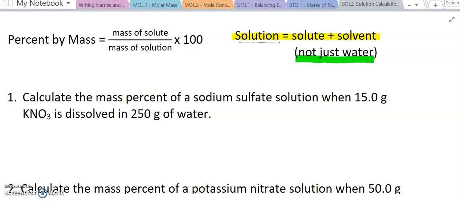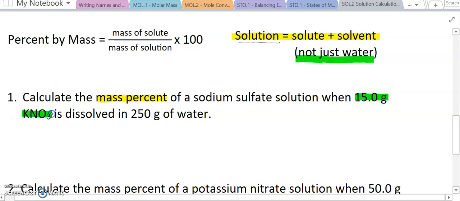So let's take a look at a couple of examples of problems. The first problem says to calculate the mass percent of a solution when 15 grams of KNO3 is dissolved in 250 grams of water. So again, when I'm reading this, here is 15 grams of my KNO3. That is going to be my solute. That's what I'm dissolving. And I am going to dissolve it into 250 grams of water. What's my problem?